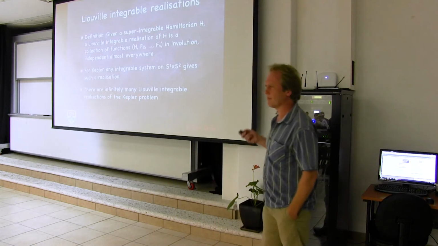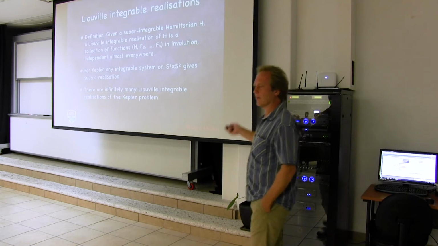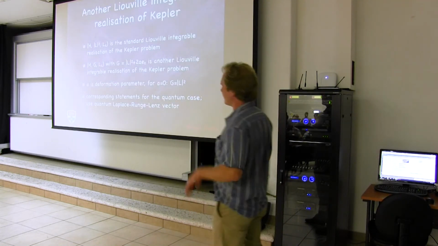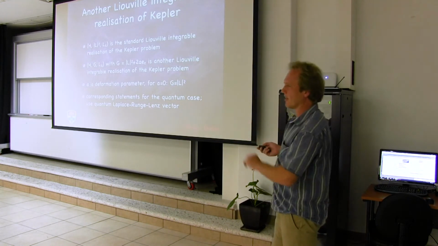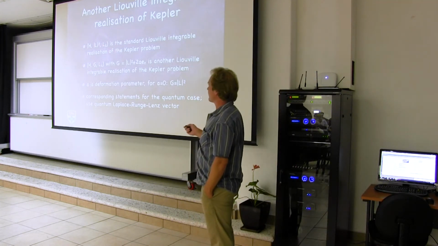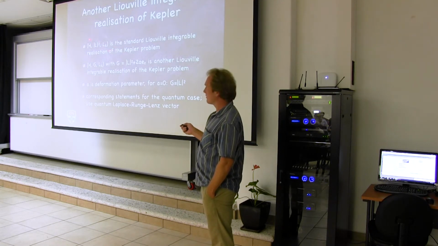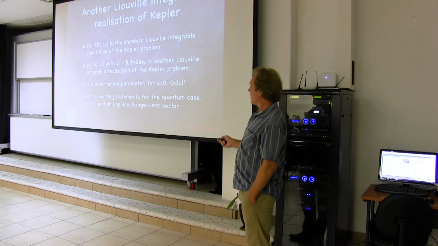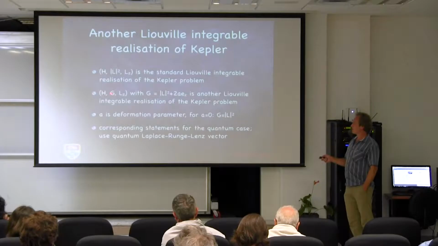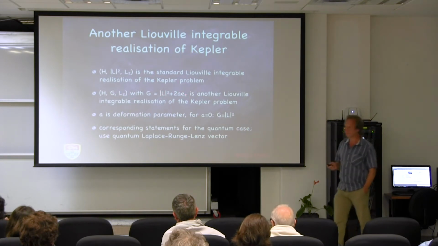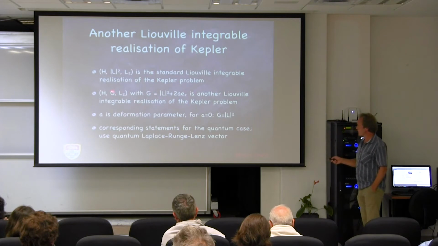So I want to now make it a bit harder and look at, with good reason, a particular one. And I'll explain why that particular one is a good one. Here's the standard realization of the Kepler problem that I started with, H, L squared, LZ. And the one that I want to look at now is H, G, LZ. G is the new constant of motion, and that's L squared plus 2a times the Z component of the Runge-Lenz vector. So this is a deformation of the original one.